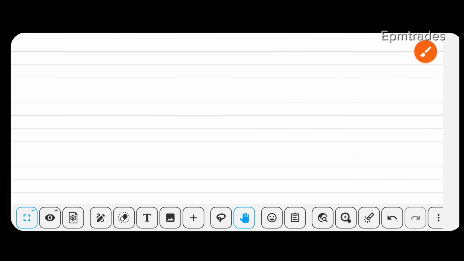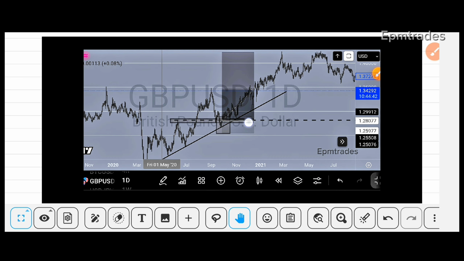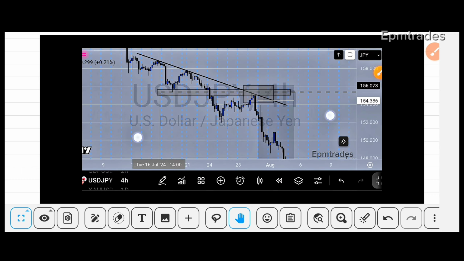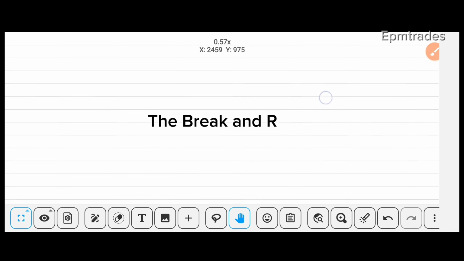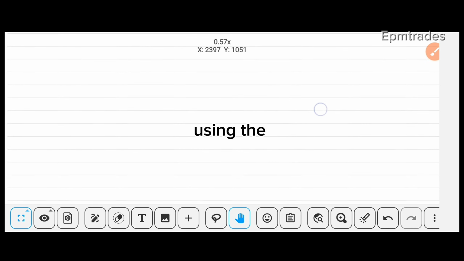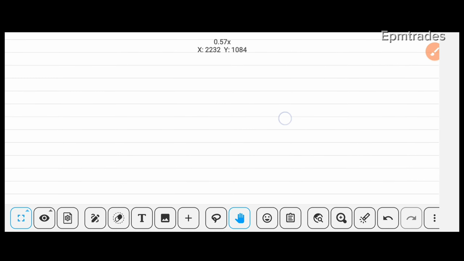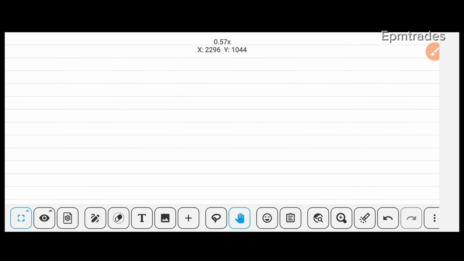In our previous video, we discussed how to identify a trendline bounce using the trendline trading strategy. But in this video, we'll be diving deeper as we discuss how to trade the break and the retest of a trend line using the trendline trading strategy. So this is kind of a continuation of the trendline bounce video.